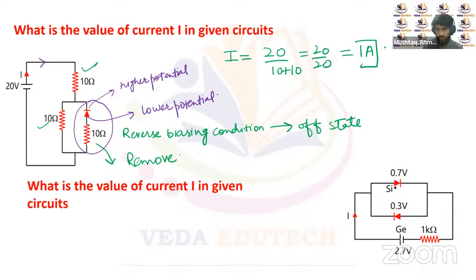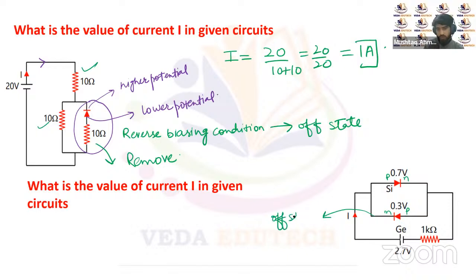This is how the silicon diode is connected, and this is how the germanium diode is connected. You can see here, the positive end of this battery is connected to the P type of the silicon diode, and the positive end is connected to the N type of this germanium diode. So the germanium diode will be reverse biased, or off state.